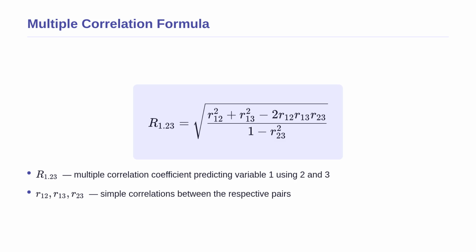Capital R 1.23 is the multiple correlation coefficient. The numerator combines the individual predictive powers of variable 2 and variable 3, but then it subtracts a term at the very end. This subtraction is absolutely crucial because variables 2 and 3 might overlap in what they predict. We must subtract this overlap so we do not double count their combined effort. The denominator adjusts for the relationship between the two predicting variables themselves. Because we are taking a principal square root of the entire expression, the final value of capital R will always be positive.